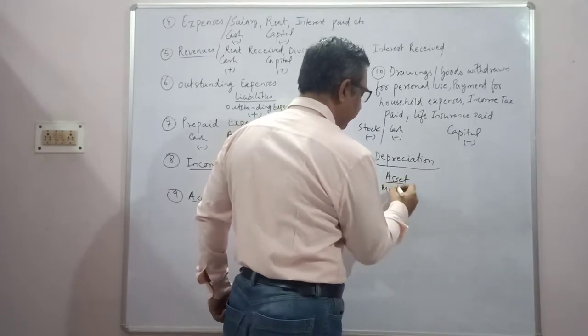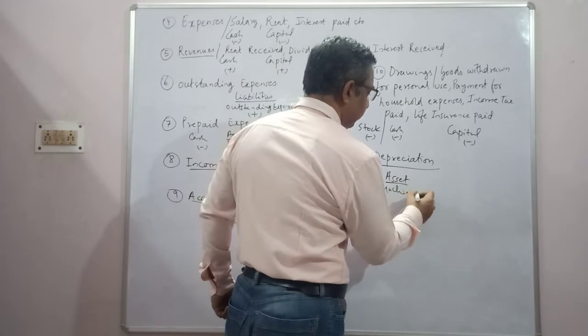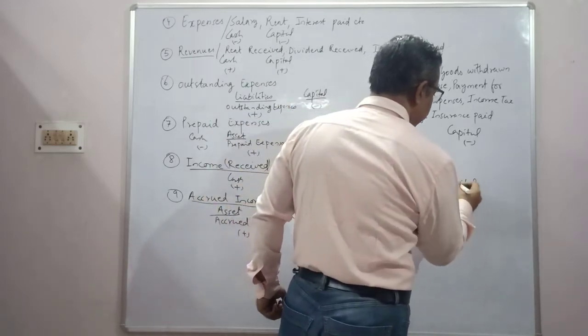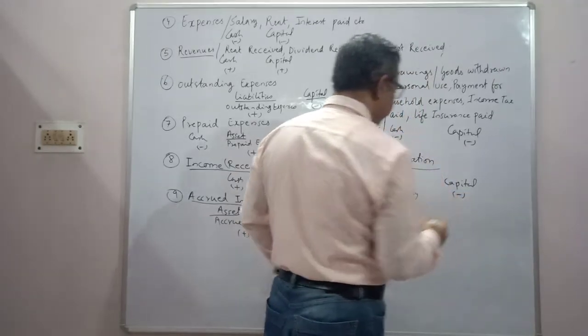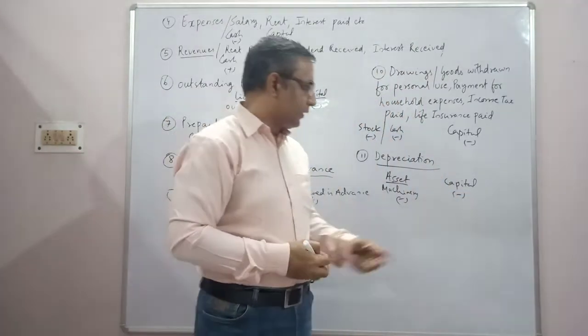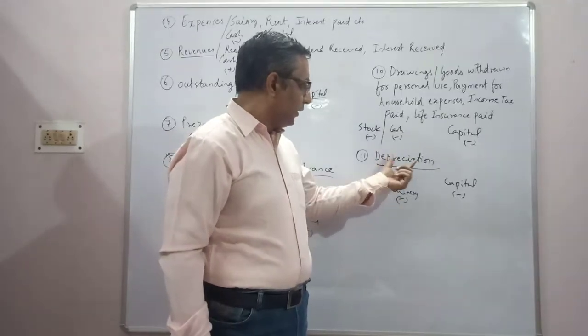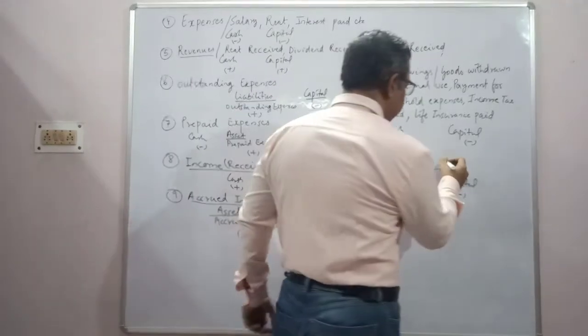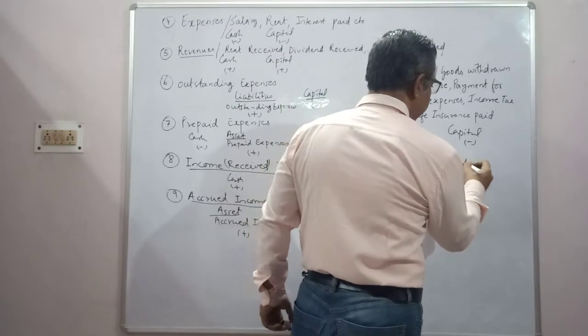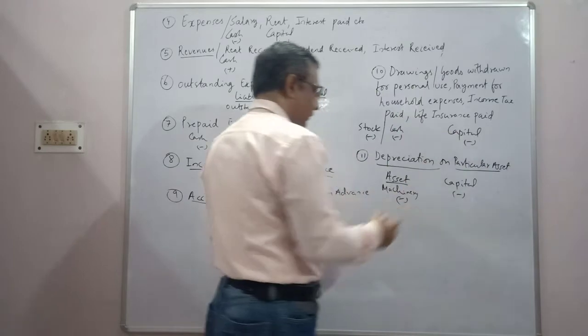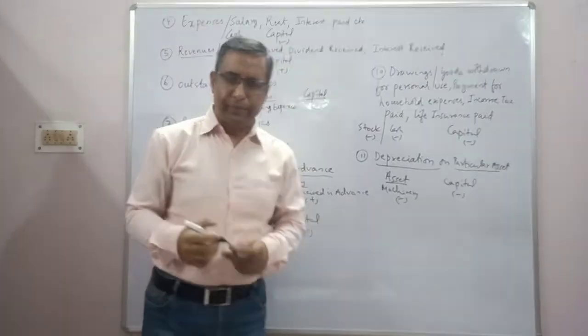Depreciation treatment is a reduction in the particular asset. If it is on machinery, then it is a reduction in machinery, as well as a reduction in capital also, because it is a non-cash expense. Non-cash expense means reduction in capital also, and depreciation will be charged on the particular asset, and that asset will be reduced.